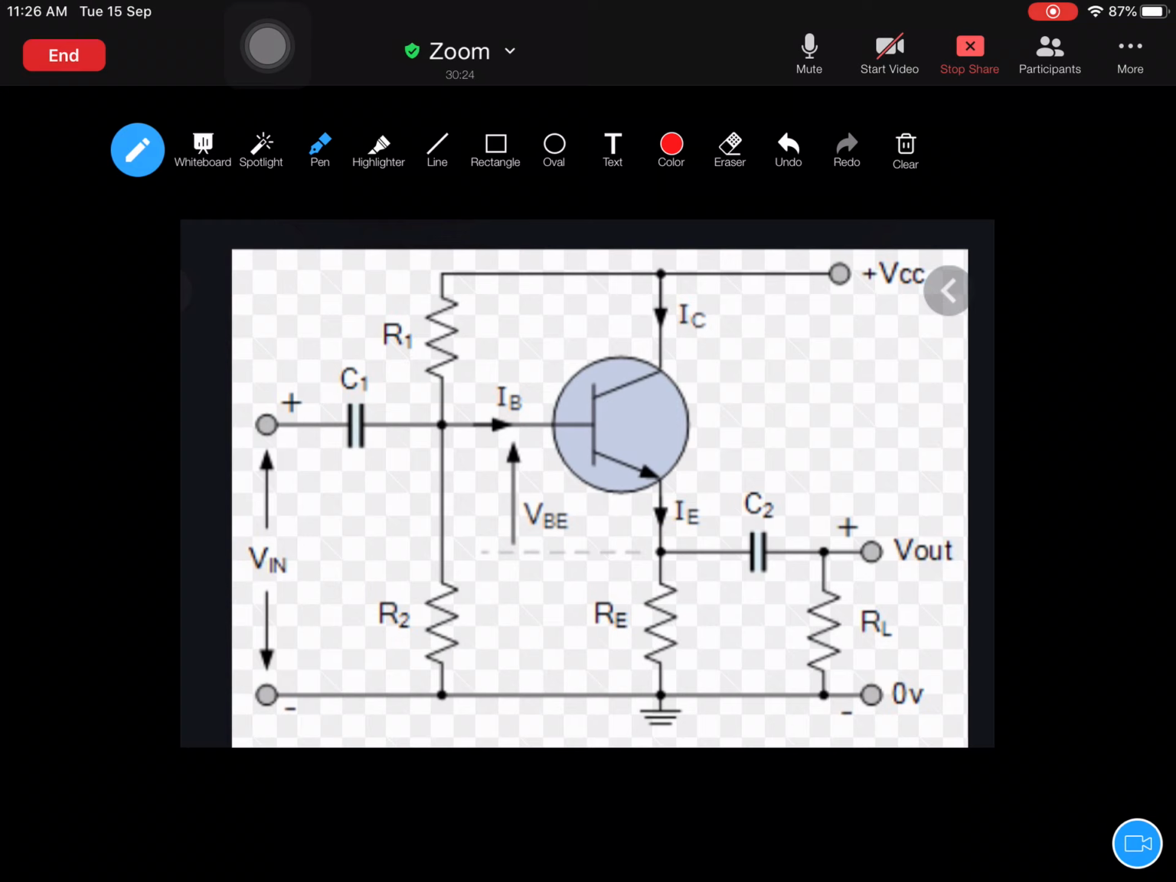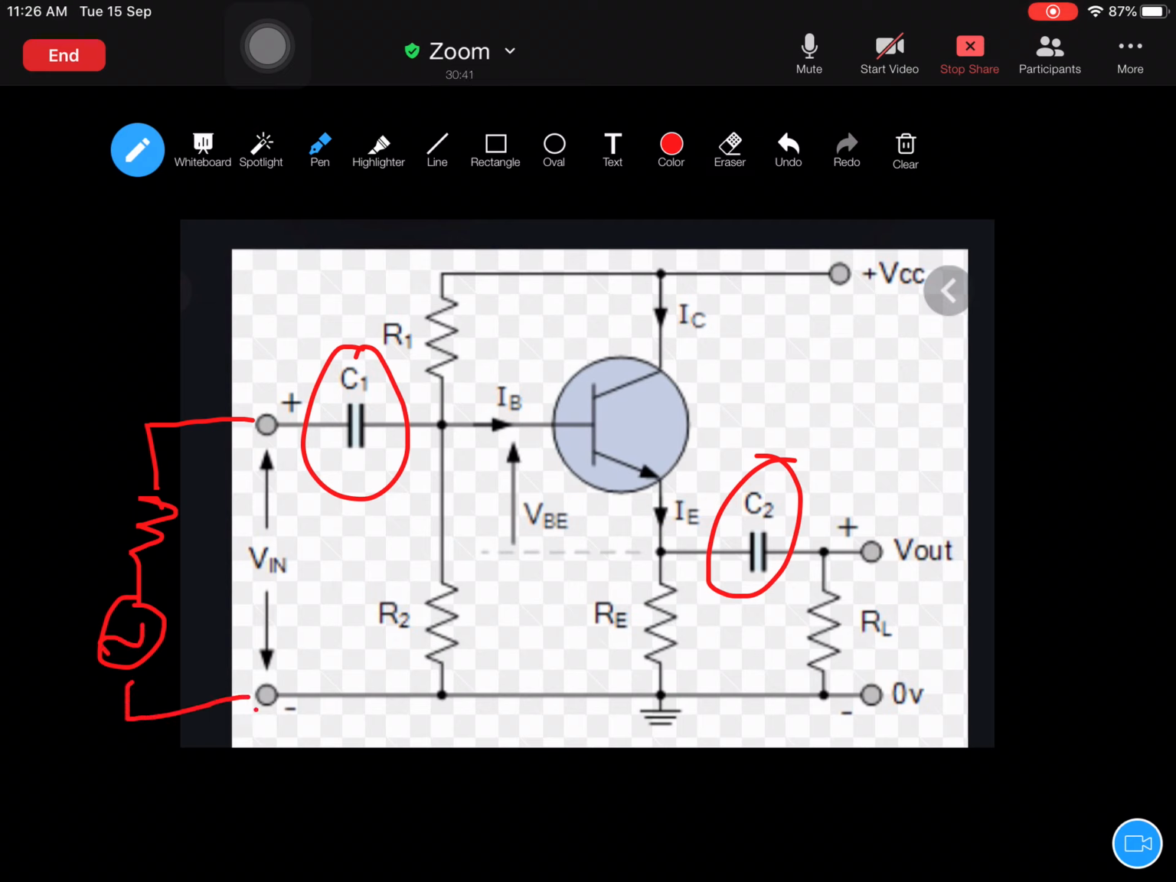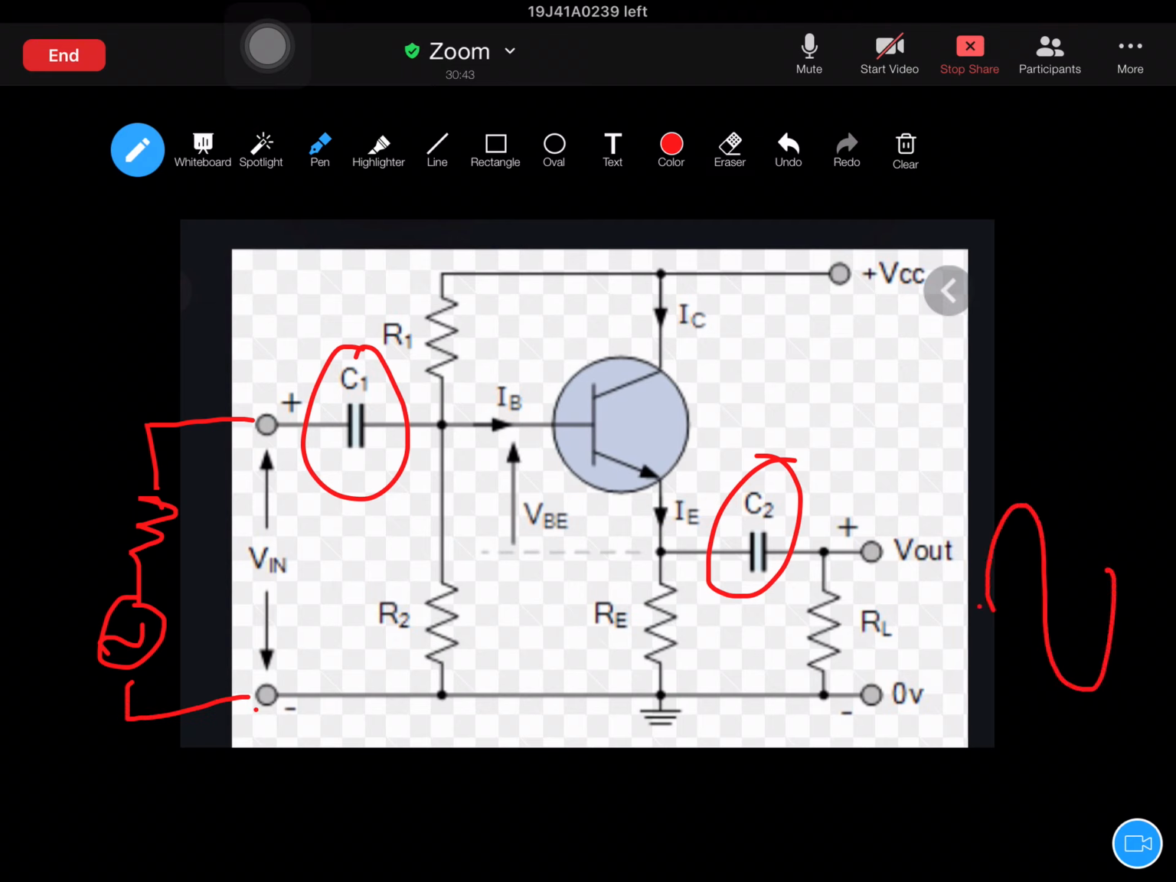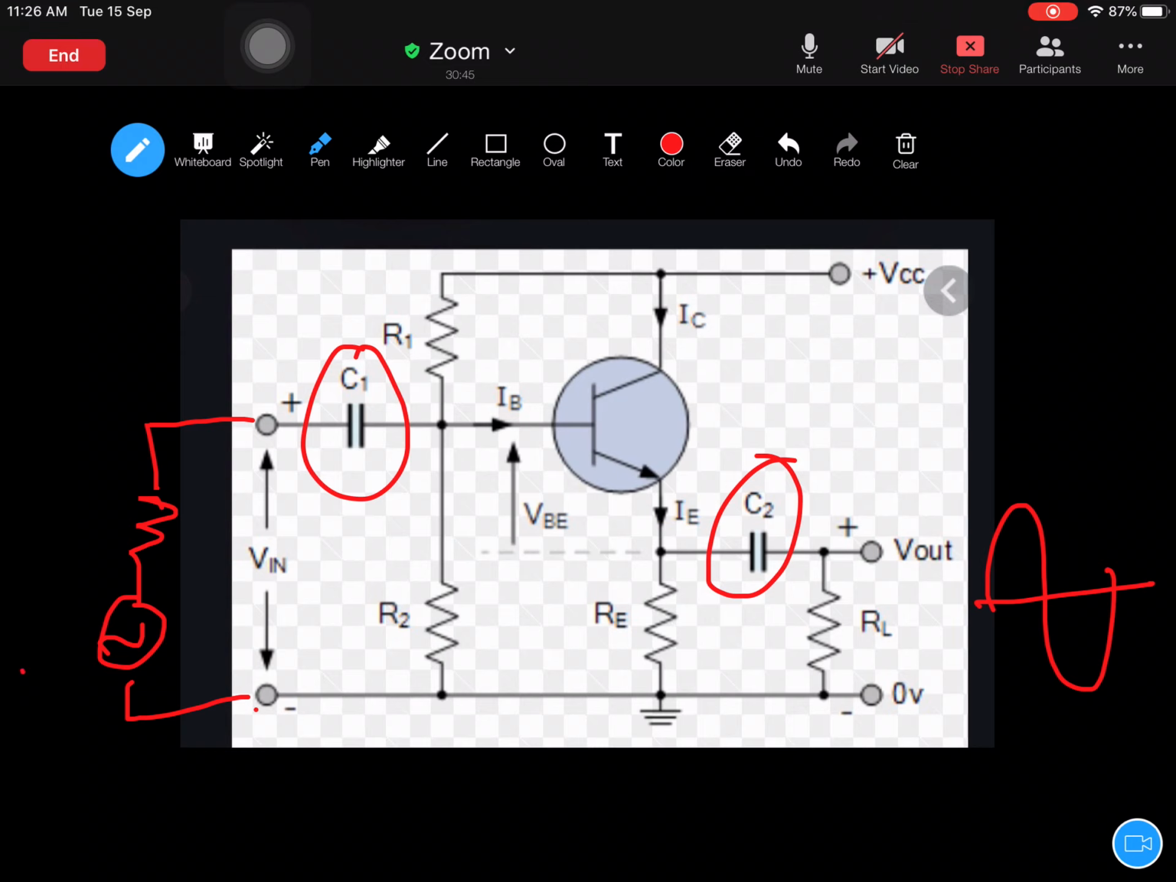So here you don't need to provide any bypass capacitor, only two coupling capacitors are enough to provide the amplification process. So here the input side voltage source along with source resistance must be there, and here you will be collecting the amplified signal. Whatever signal you take as input here, the AC wave, that will be amplified here.